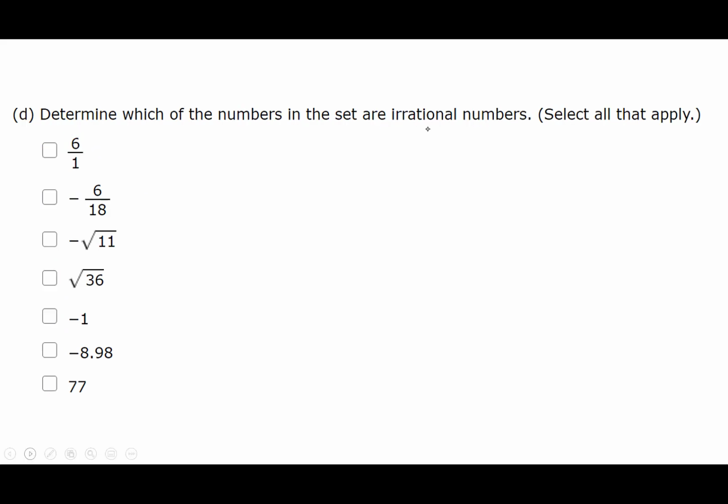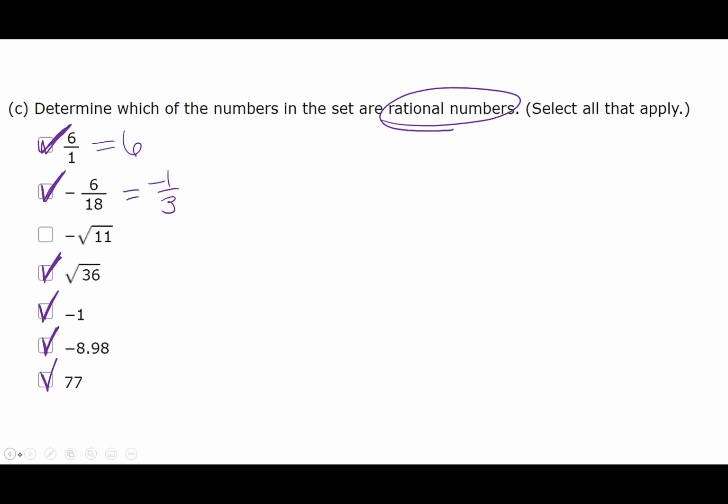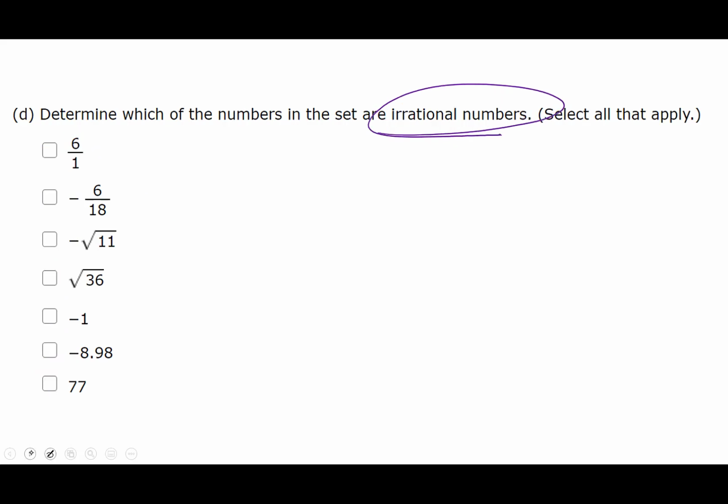This question, determine which is an irrational number. Well, it's pretty easy. We can go back to this last screen, and we selected everything except negative square root of 11. And so the only irrational number is right here, negative square root of 11.